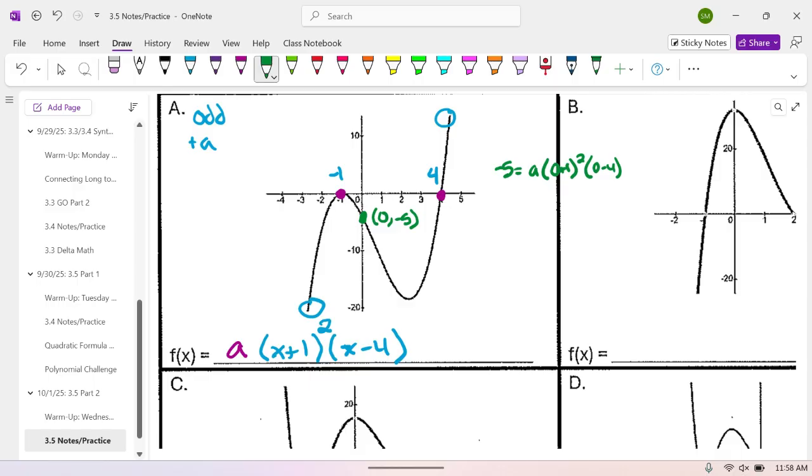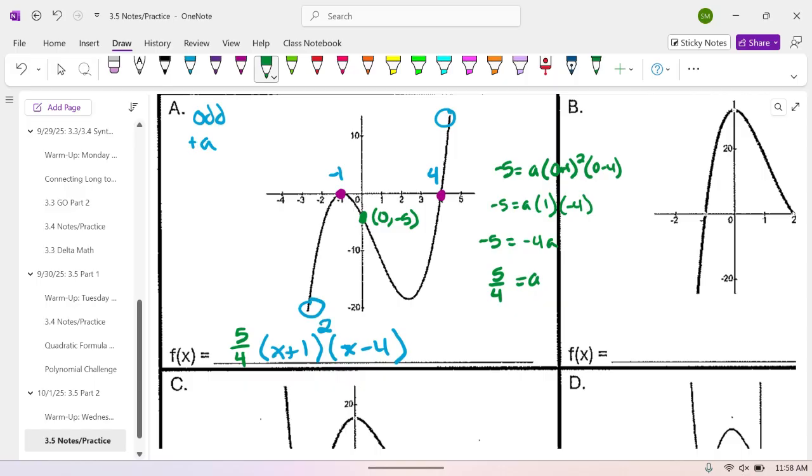Well, what's 0 plus 1? 1. What's 1 squared? 1. So this would be -5 is equal to a times 1. What's 0 minus 4? -4. Multiply those together, get -5 is equal to -4a. Divide both sides by -4. a is equal to 5/4. Now, if I plug the 5/4 here, does that also fit the fact that it has to be a positive function? So is my a value positive? Yes. So that fits that part.